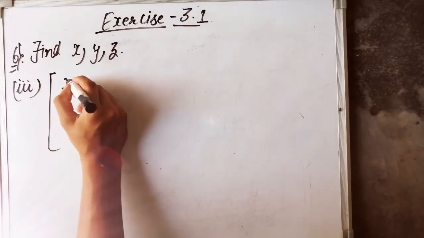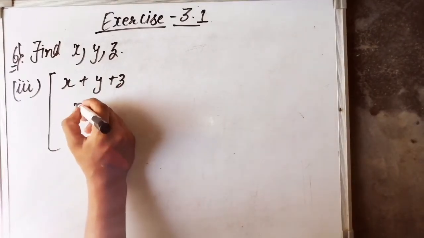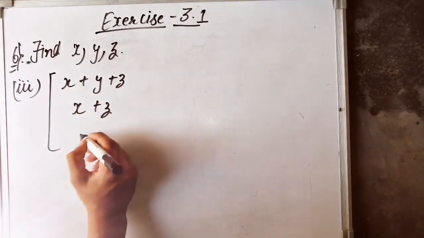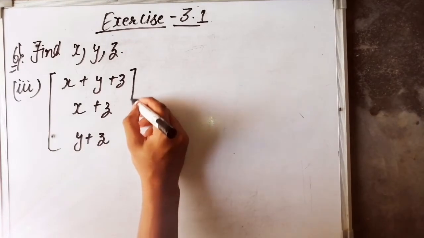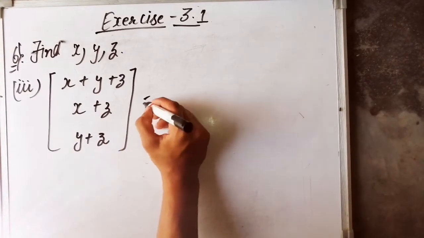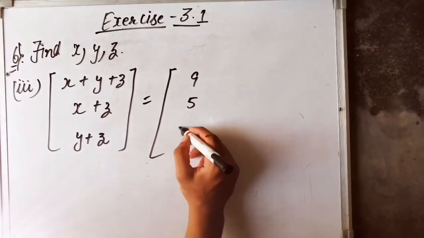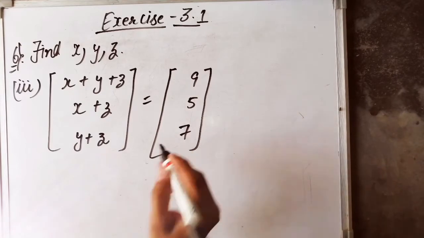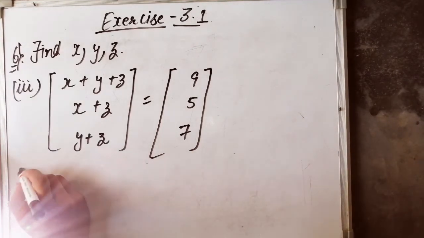Okay students, let's have a look at the third part of this sixth question, which is x plus y plus z, x plus z, and y plus z equals to 9 5 7. This part is quite simple. There is nothing long and wide in this part. Let's have a look at the solution.